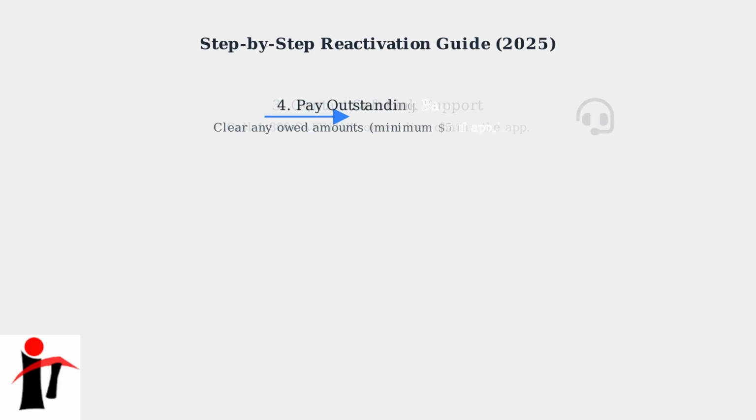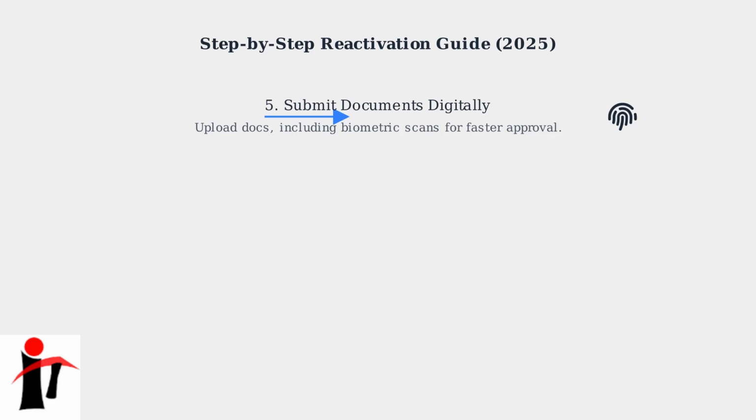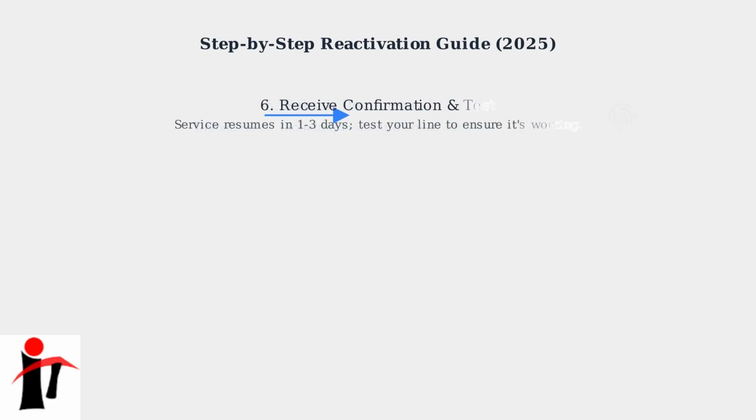Pay any outstanding balance, usually a minimum of $5 if applicable. Submit your documents digitally, often including biometric scans for faster approval. Finally, you should receive a confirmation message, and your service will resume automatically, typically within 1 to 3 days. Test your line to ensure it's working.